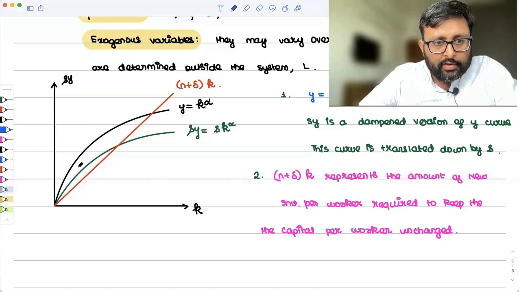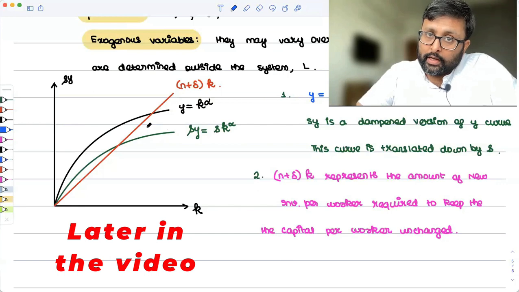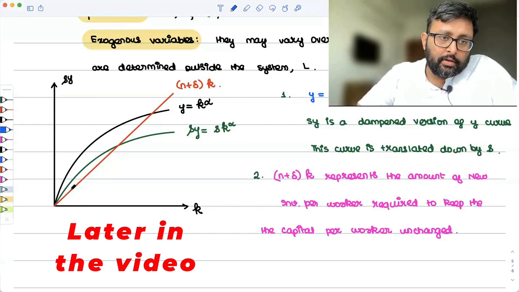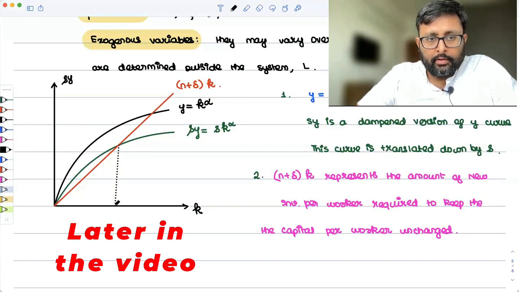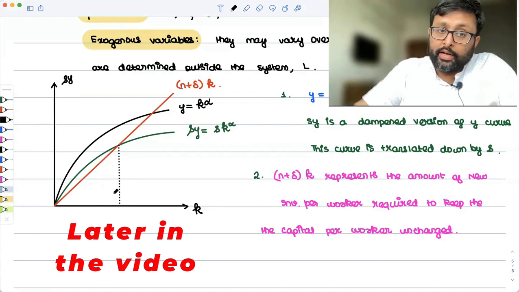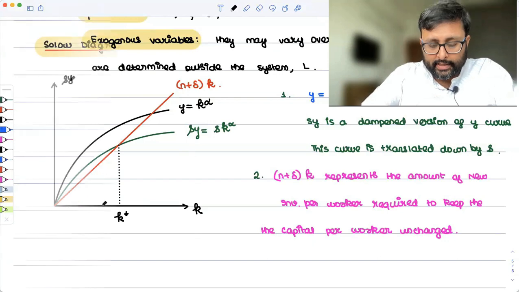This entire green curve is telling you the number of machines added per worker. This red line is telling you the number of machines that need to be added per worker. At this point, the number of machines added per worker is equal to the number of machines that need to be added per worker, and we call this the steady state Solow diagram.